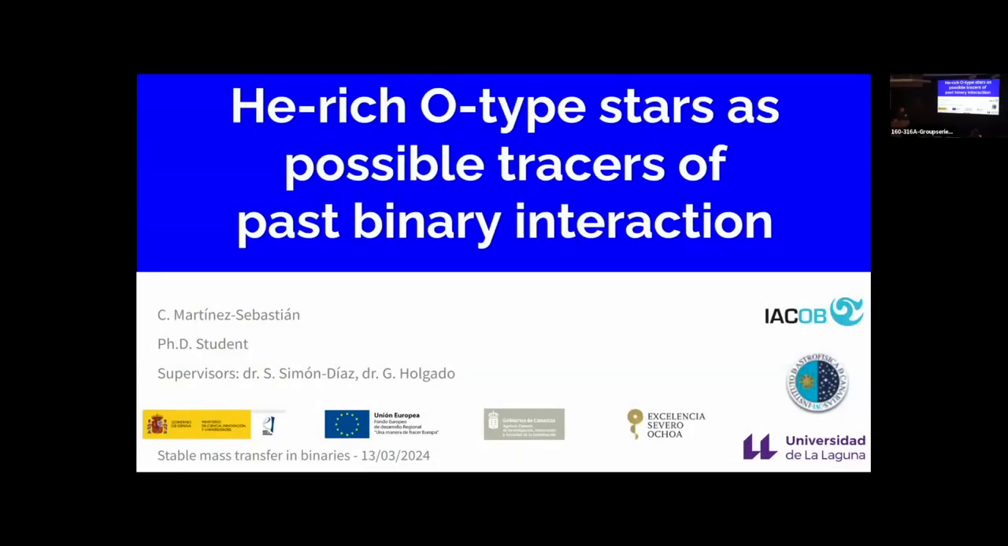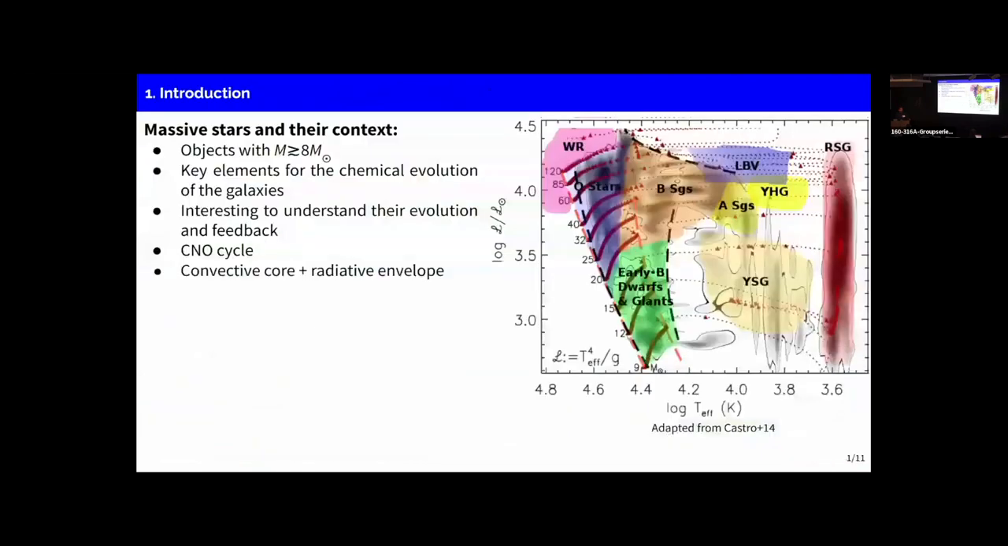Okay, I'm Carlos. I'm a PhD student at the Instituto de Astrofísica de Canarias, and I work on massive stars, specifically in O-type stars. So the first question, easy: what is a massive star? It's a star over 8 solar masses.